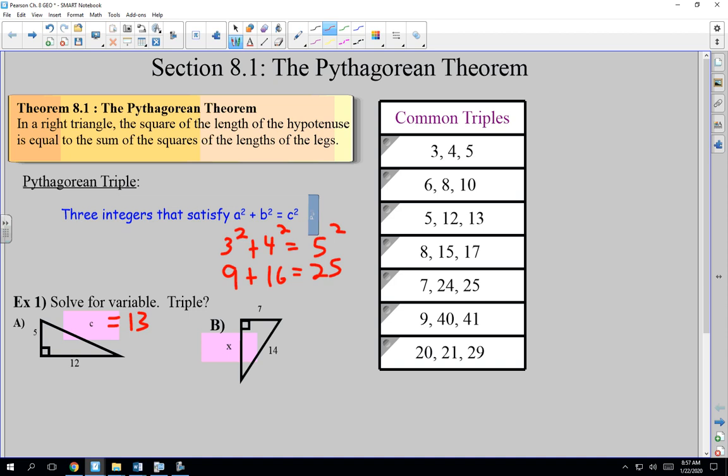Is there a 7 and a 14 anywhere in this list? No. Well, there is, but in the same string of numbers is what I meant. Sorry, 7 and 14. No, there isn't one where the 14 is the hypotenuse, at least not in this list. We're going to know in just a minute if it's a triple or not. A triple is these 3 values that satisfy a squared plus b squared equals c squared.